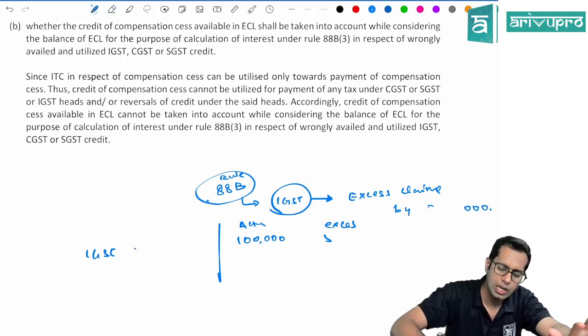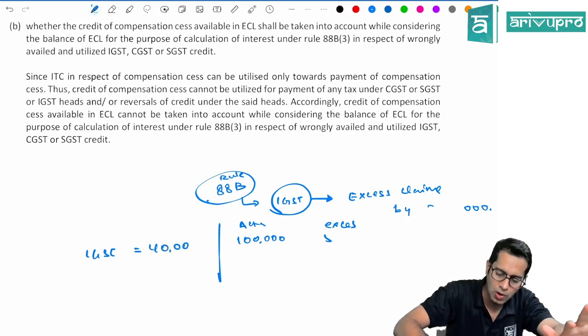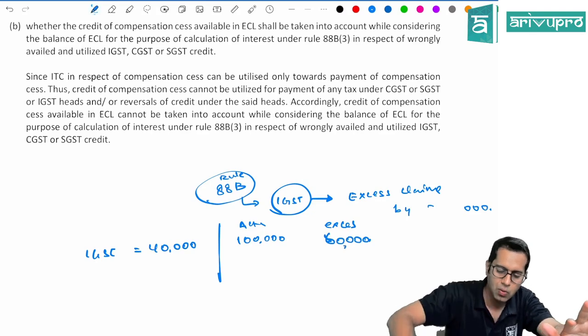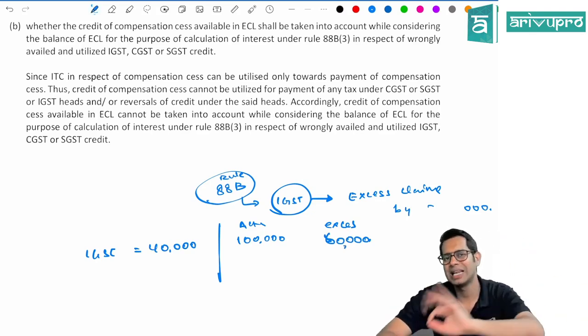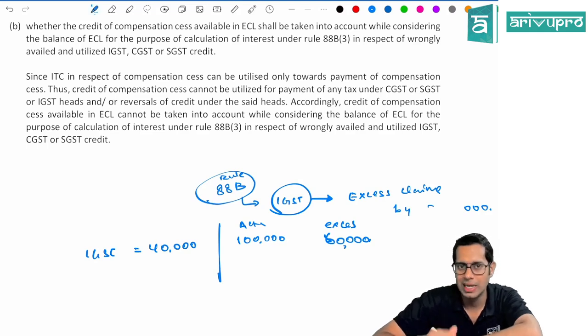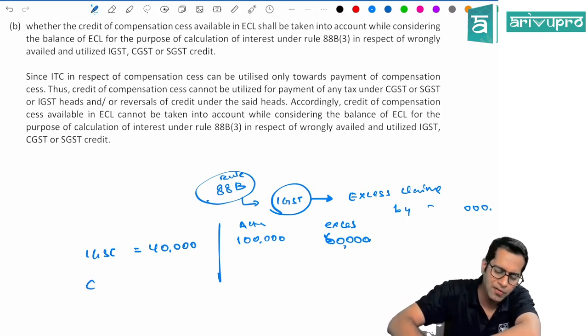I was supposed to claim an input tax credit of 40,000 under IGST, but have claimed an input tax credit of 1 lakh. So can I say I have excess claimed 60,000 credit? I have excess claimed credit of 60,000, and apart from that, CGST and SGST credit was also there, worth rupees 25,000 and 25,000.